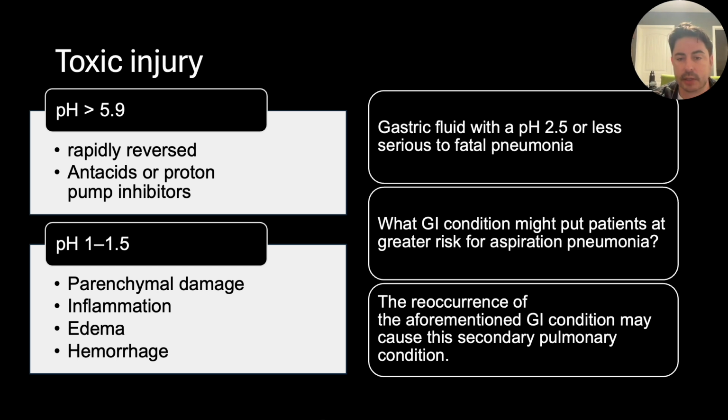So, what GI condition might put patients at higher risk for aspiration pneumonia? I gave you the answer earlier. That's GERD, and the reoccurrence of GERD, the aforementioned GI condition, may cause this secondary pulmonary condition, aspiration pneumonia.